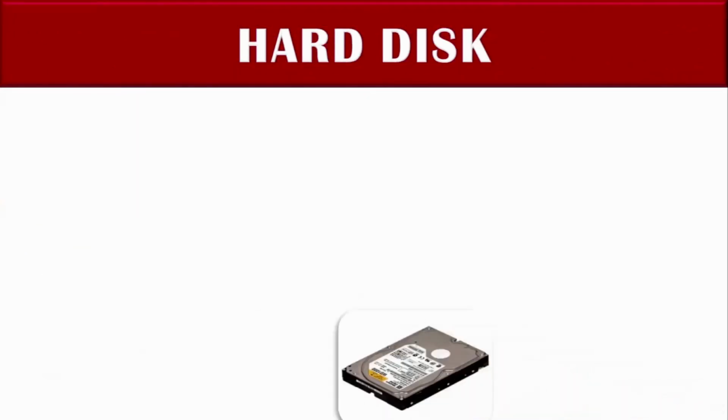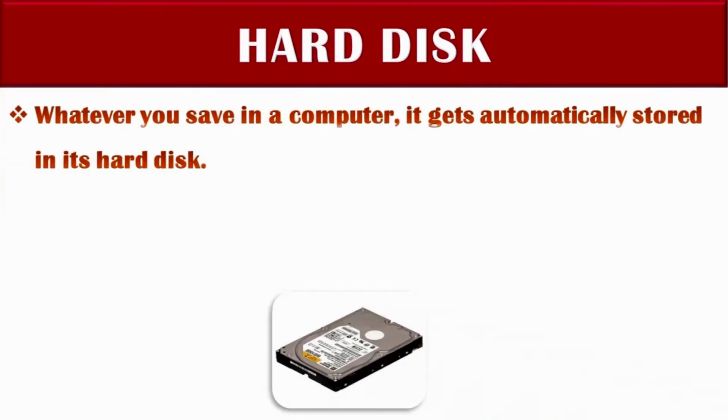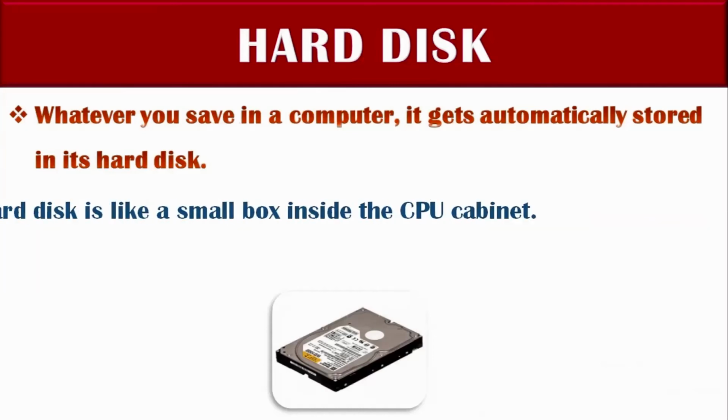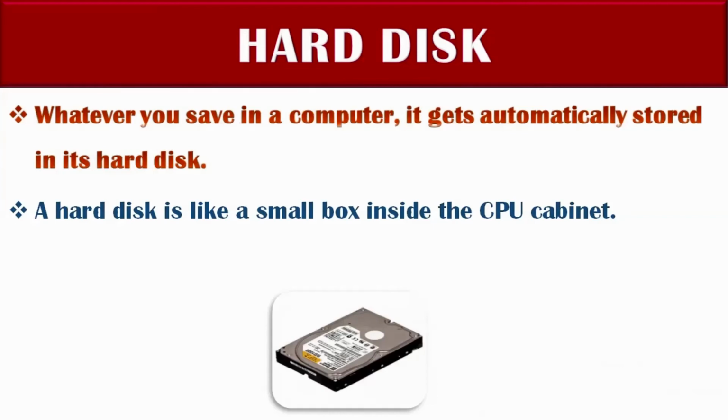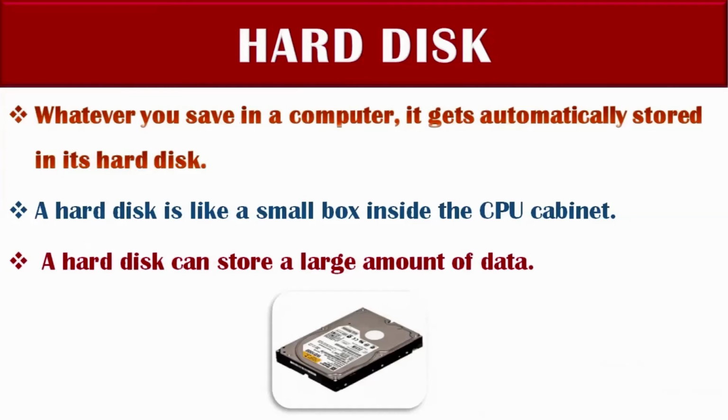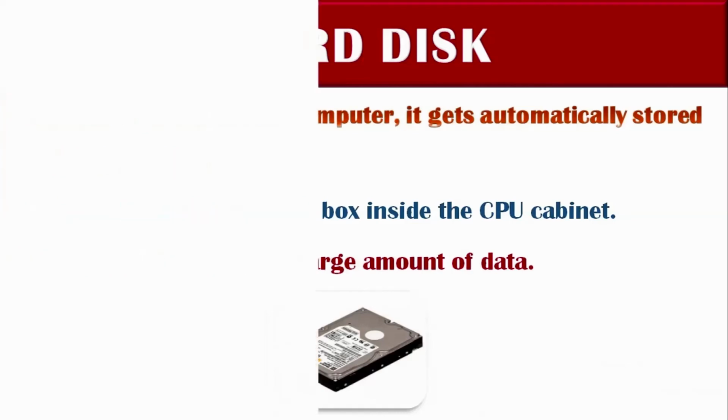Hard disk. Whatever you save in a computer, it gets automatically stored in its hard disk. A hard disk is like a small box inside the CPU cabinet. A hard disk can store a large amount of data.